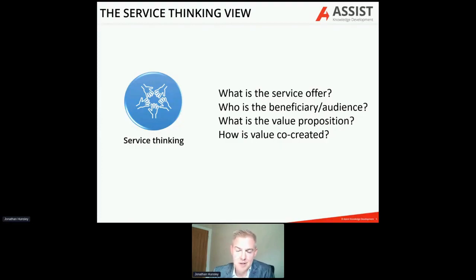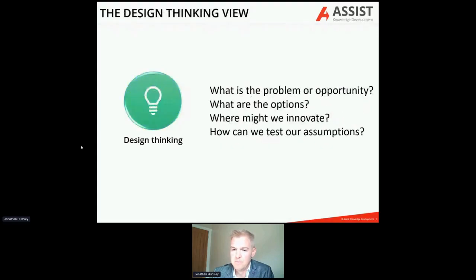The headline on this one is that it's focused on the service offer from an organization, and it's a focus on who is the beneficiary, the audience of the offer, and looking to obtain feedback as to whether or not the beneficiaries perceive that value has or has not been delivered. It looks at the value proposition of an organization relative to its stakeholders, relative to its ecosystem, and is sometimes referred to as the study of value co-creation. And again, more on that a little bit later on.